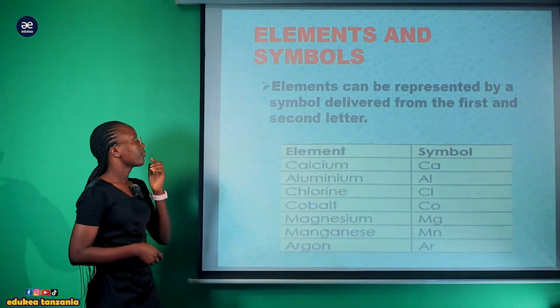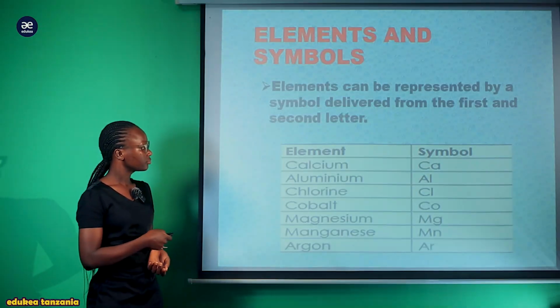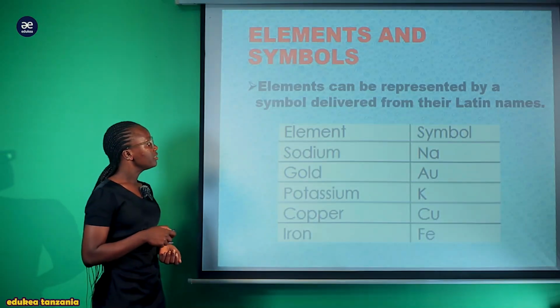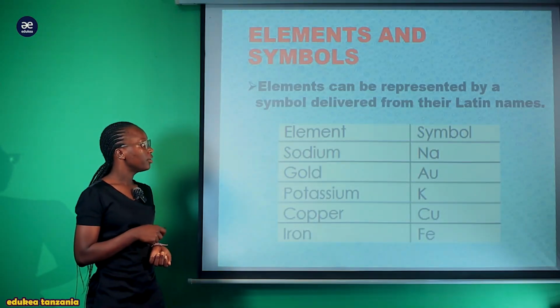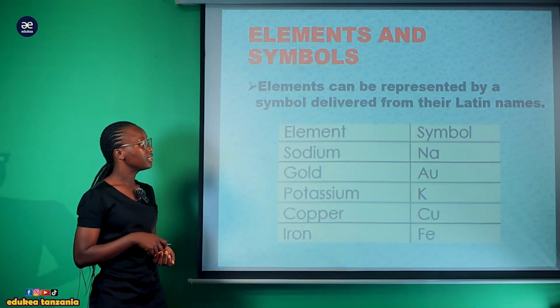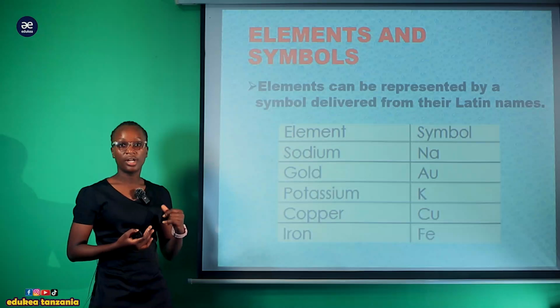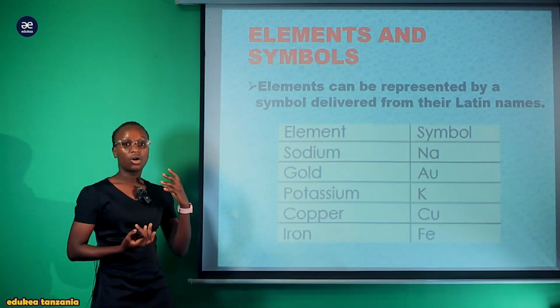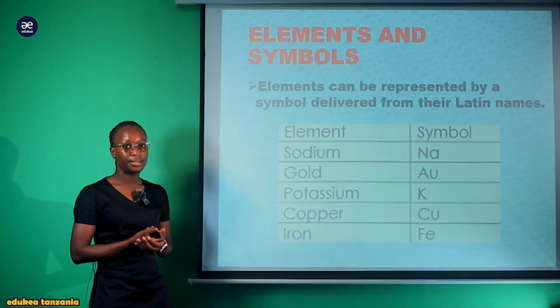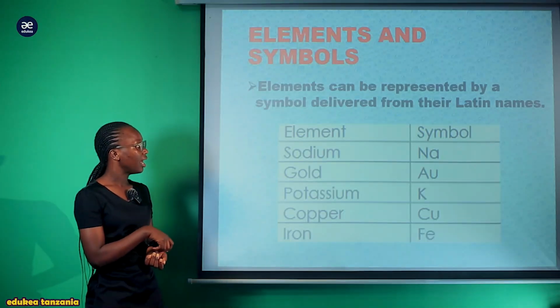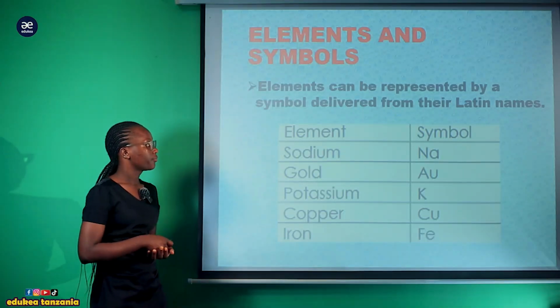Now, another criterion is that an element can be represented by a symbol derived from its Latin name. It is the same as we saw in the introduction to chemical symbols, that they consider the Latin or Greek names of the element. For instance, our element is here and our symbol is there. Sodium. Why has he put that there? Because we have already seen about the Latin and the Greek names of elements.